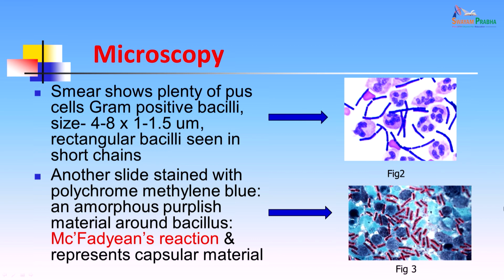So, another slide was stained with polychrome methylene blue. It showed an amorphous, purplish material around the bacteria. This is known as the McFadden reaction and represents the capsular material around the bacteria. So, this purplish material around the bacteria is the McFadden reaction. When you stain the bacteria with polychrome methylene blue, you get this purplish material around the bacteria.